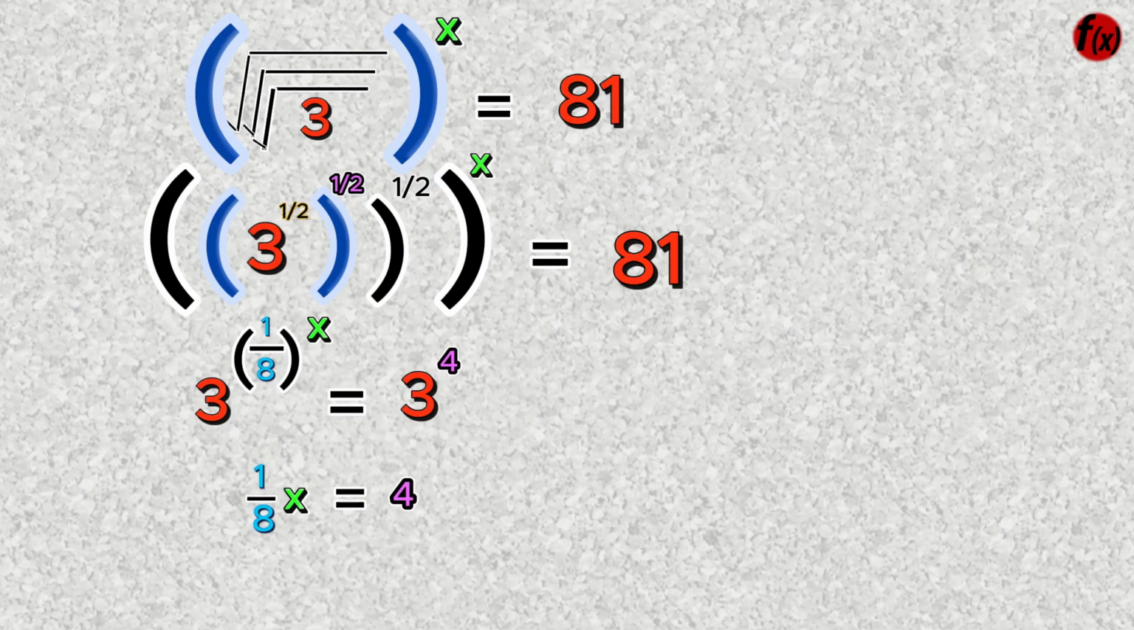To solve for x, we can multiply both sides by 8. x equals 4 times 8, which gives us x equals 32.